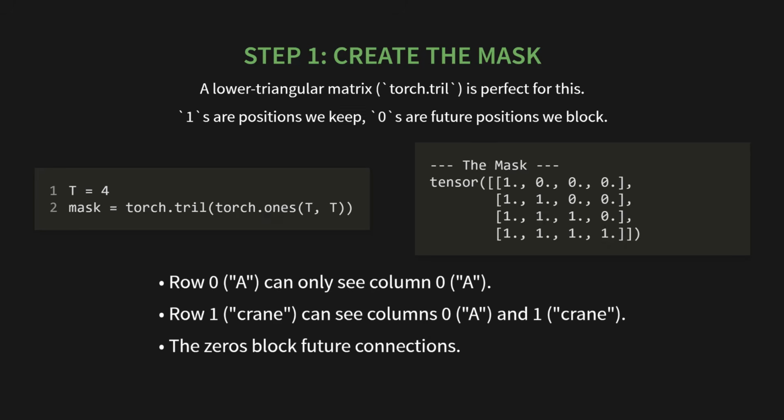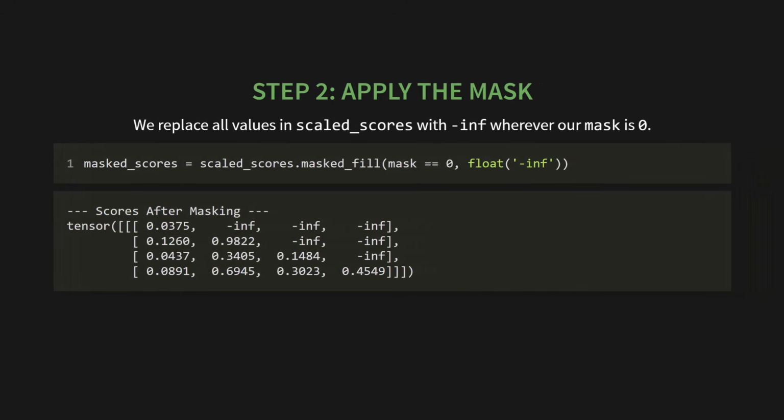Step 2. Apply the mask. We replace all values in scaled scores with negative infinity wherever our mask is equal to 0. The code is masked_scores equals scaled_scores.masked_fill, where mask equals 0, with float of negative infinity. And here are the scores after masking. Look at that beautiful upper right triangle. It's all negative infinity. Perfect. All future positions have been obliterated.